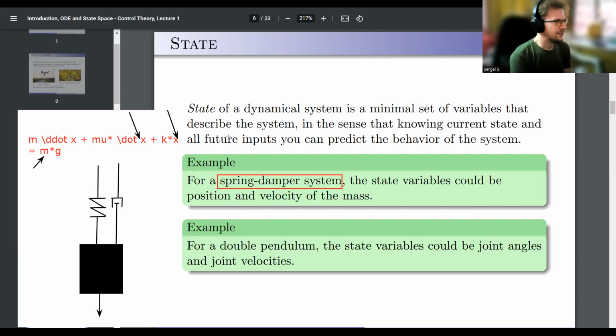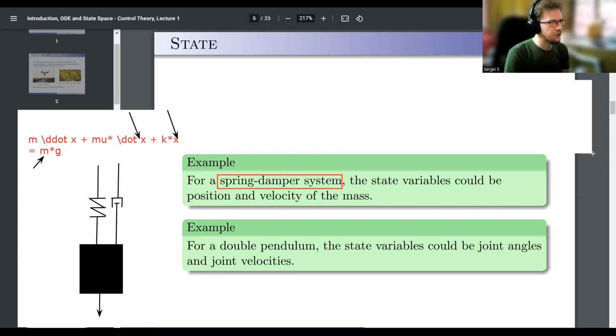All right. So this is the state of the spring damper. For the double pendulum, I'm not going to draw it as elaborately as I did with the spring damper.